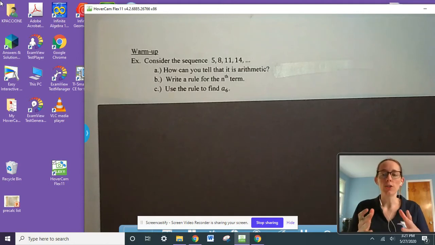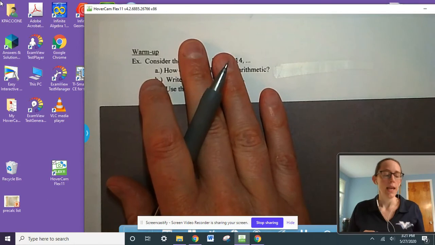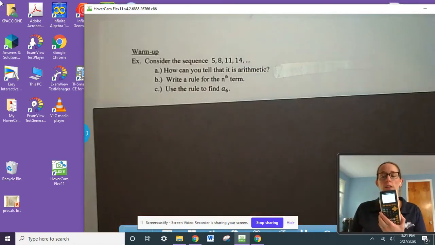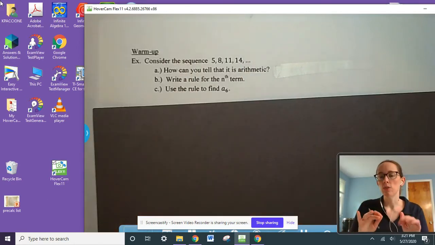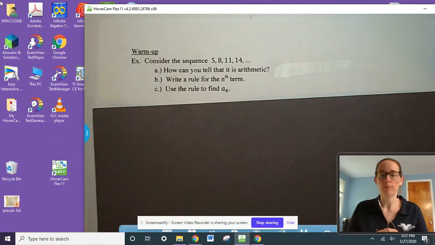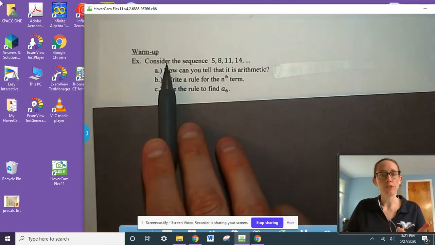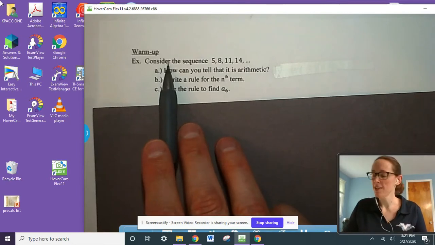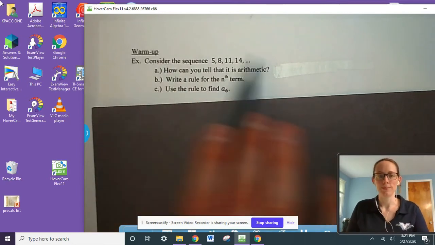To start today's lesson, it's going to be easiest for you if you get this handout printed, and you're also going to want a graphing calculator. Yesterday, any calculator would do, but today you're going to want that graphing calculator. Let's start with a warm-up. Using what we reviewed yesterday with arithmetic sequences and series, go ahead and try that now, please.